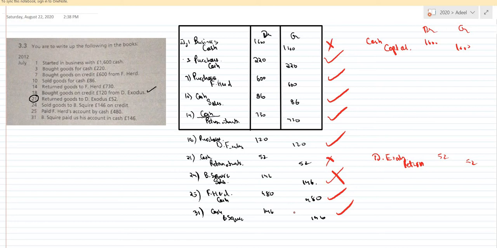Last one, sold goods to B squared. All right. When we sold goods to B squared on credit, this one is correct. Yeah, you sold goods to B squared. Yeah, this is correct.